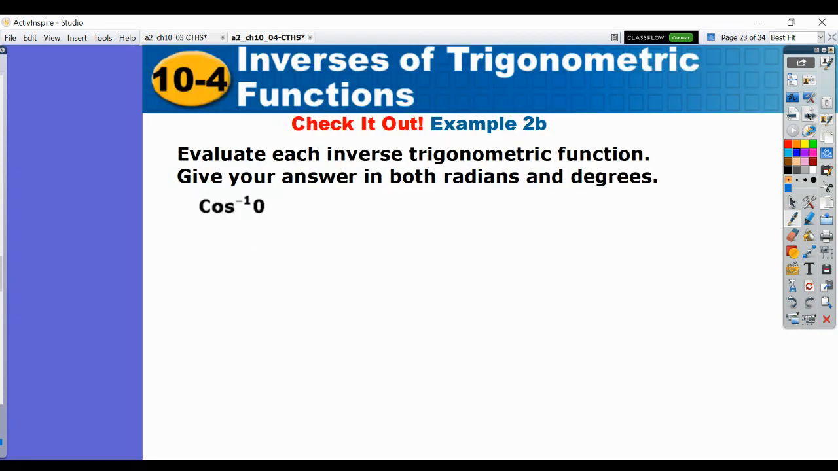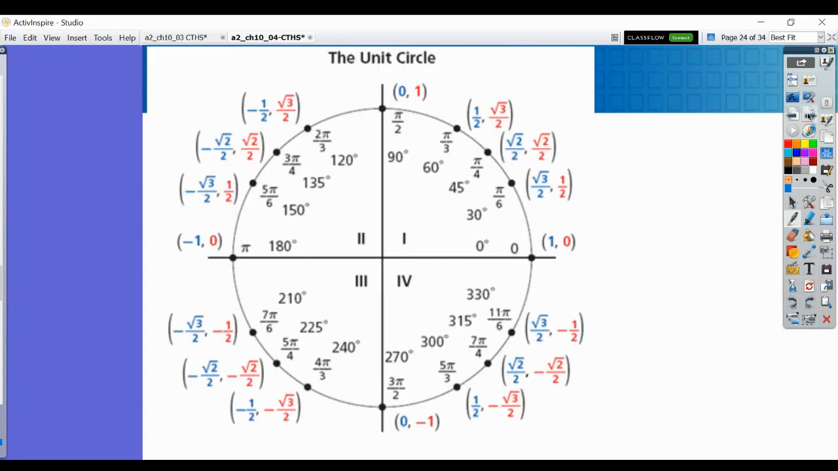Another example. Where is the cosine 0? So find the inverse cosine of 0. Cosine is your x. So cosine has an x of 0 there and there, on top and bottom. And for cosine, we stay on top. Answer, 90 degrees or pi over 2.